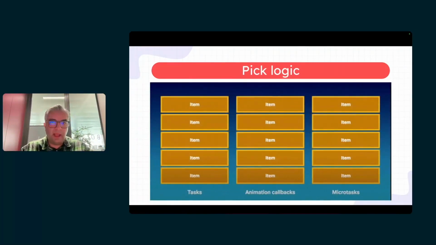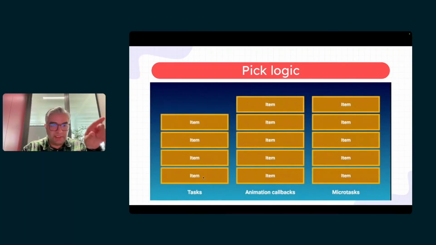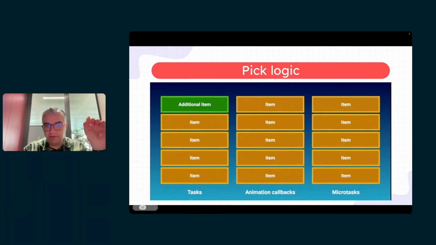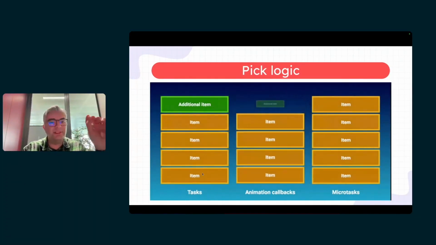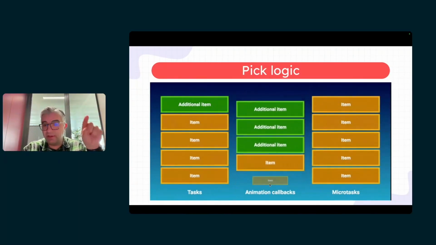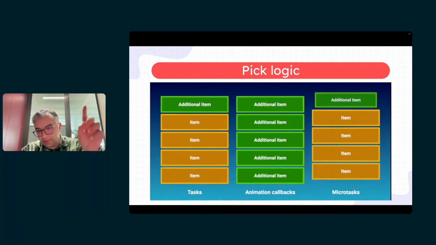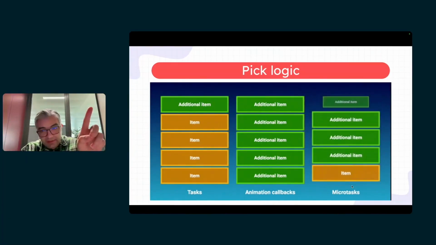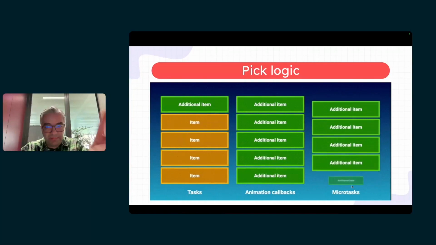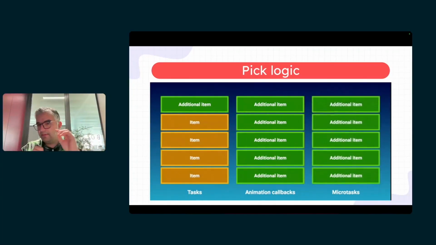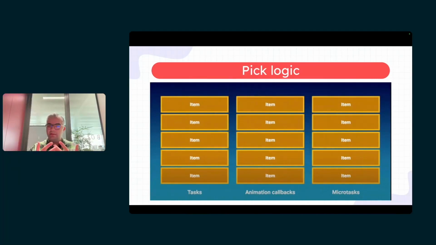So I want to tell you the pick logic. From the task queue, items are picked one by one; if an additional item comes, it's not going to run it, just one by one. requestAnimationFrame picks till completion, till the additional ones. But microtask picks till completion, till making the queue empty. I guess maybe right now you got the point.